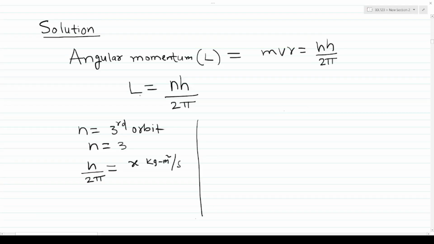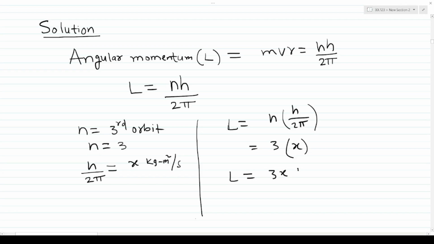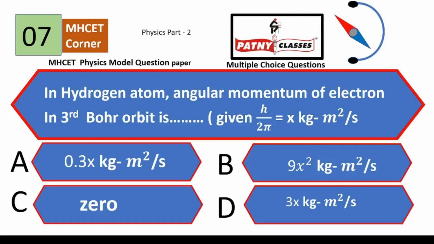Angular momentum of electron L equals nh upon 2 pi, where n is the third orbit, and also it is given h upon 2 pi equals x kg meter square per second. Therefore, L equals n into h upon 2 pi. N is 3 and h upon 2 pi is x. Therefore, L equals 3x kg meter square per second. Therefore, option D is the correct option.